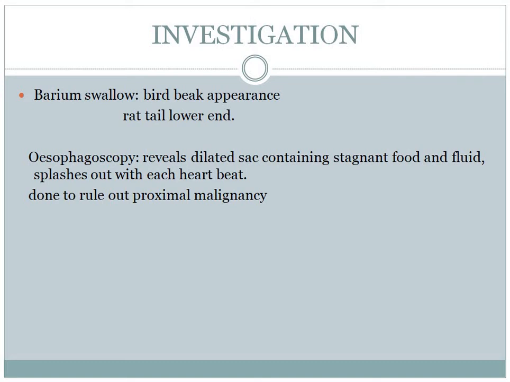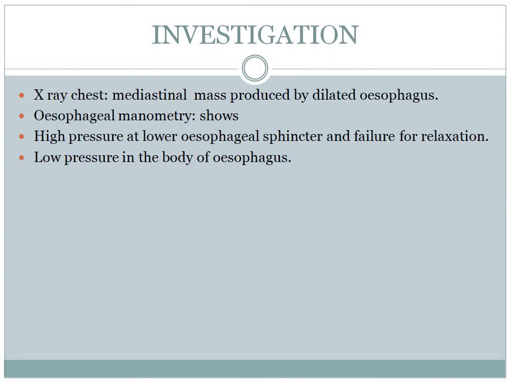The esophagoscopy reveals a dilated sac containing stagnant food and fluid that splashes out with each heartbeat, and is done to rule out proximal malignancy. X-ray chest shows a mediastinal mass produced by the dilated esophagus. The esophageal manometry shows a higher pressure at the lower esophageal sphincter and failure of relaxation, and low pressure in the body of the esophagus.